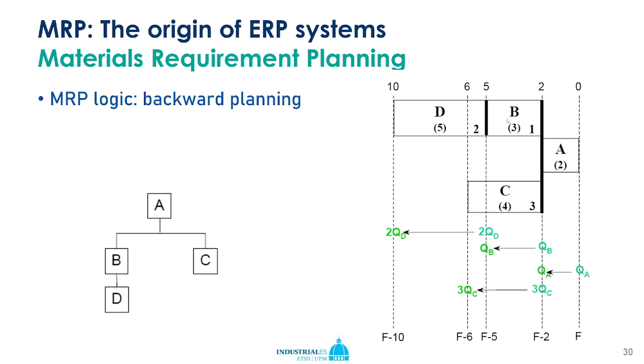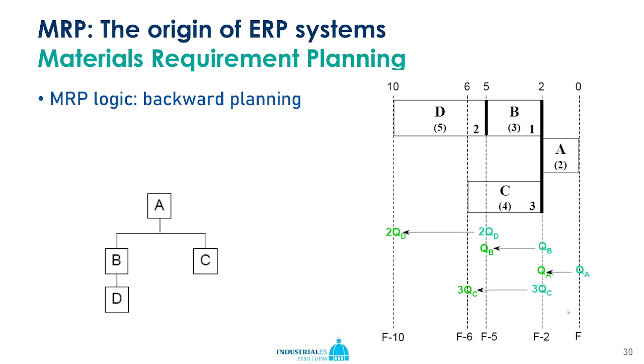And finally, if we want to get 1 B, we need to get started with the 2 D's that allow me to get 1 B 5 days before I start assembling component B. So if I move back from F-5, I will get to F-10, which is the moment where I have to get started with the 2 items of component D that will allow me to start with B, and so on. So that is the way to proceed.